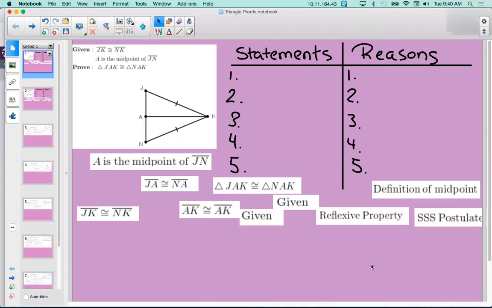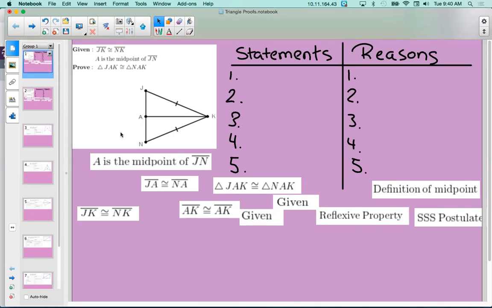All right. So what we have here, this is 6.2a triangle proofs. And to start off, we've got a drag and drop problem here. This is one where we're given the fact that side JK and side NK are congruent, and that A is the midpoint of segment JN. Okay, A is the midpoint of JN.